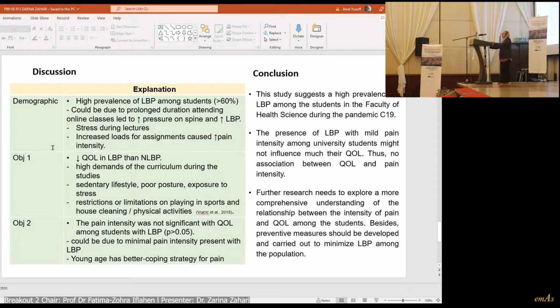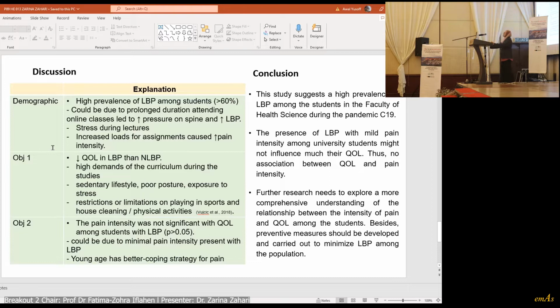For objective two, pain intensity was not significantly associated with quality of life among students with back pain. This could be due to the minimal pain intensity among those with low back pain, and as we know, the young age group may have better coping strategies for pain.